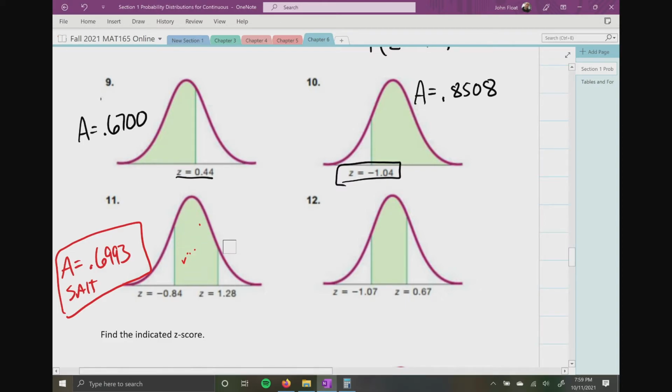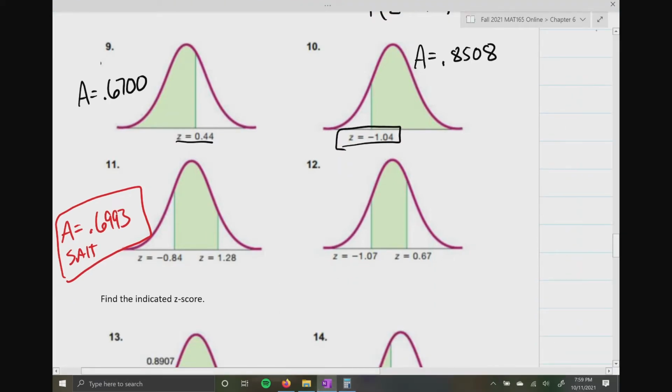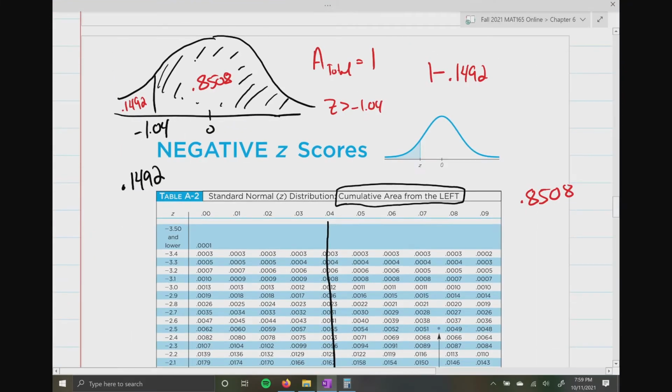All right. So let's go ahead and use our table. So let me get out my table. Here we go. I'm going to erase this real fast.